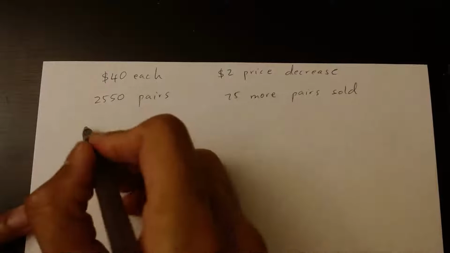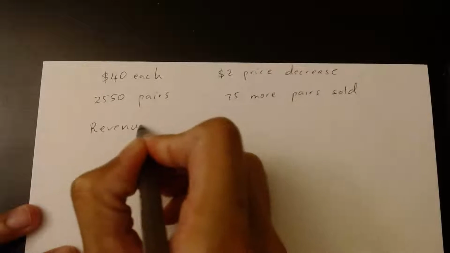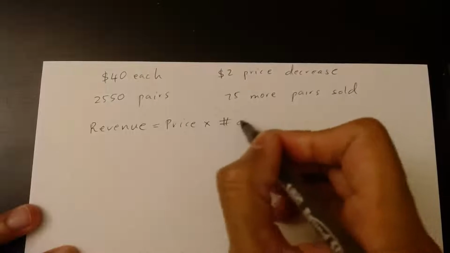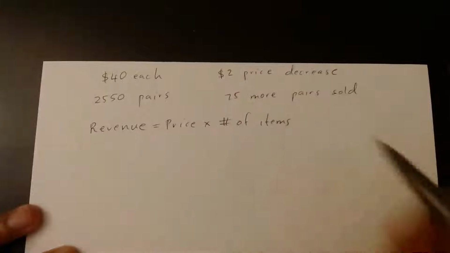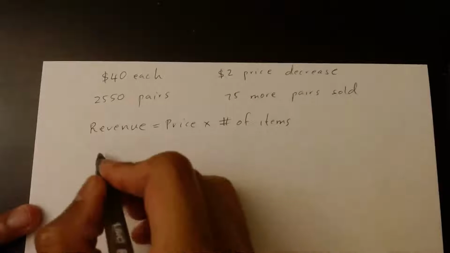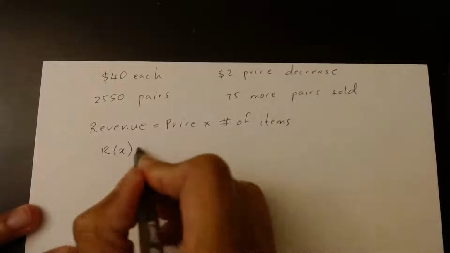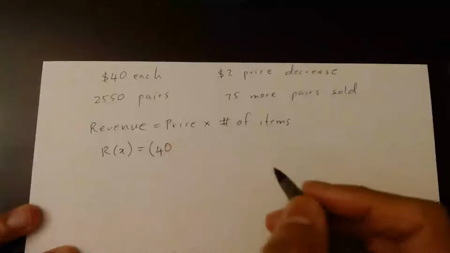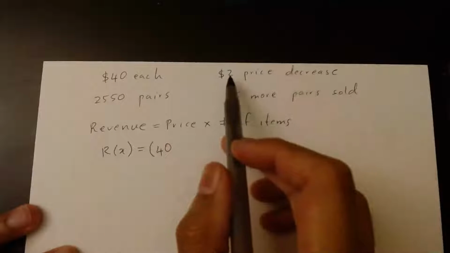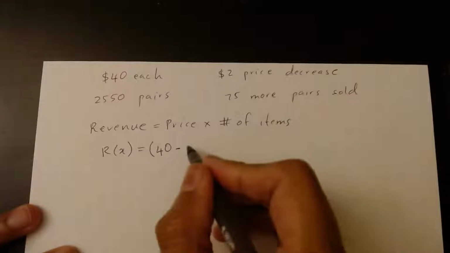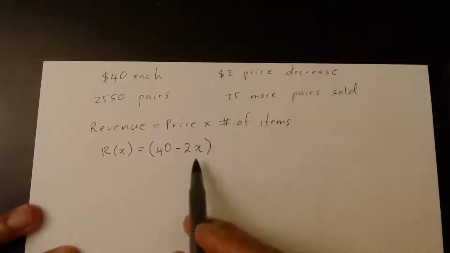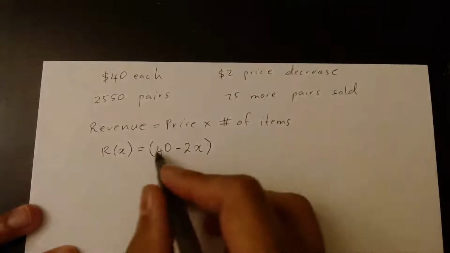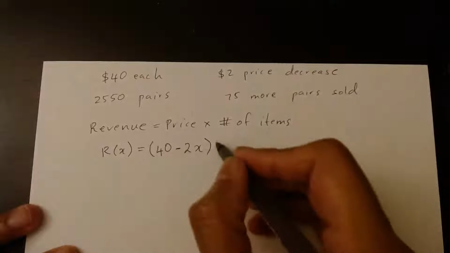Anytime we get a revenue question like this, our revenue equation is revenue equals price times number of items. In this case, the items are jeans. And this is always a factored equation. So R of x equals, my starting price is $40, and my price goes down by $2 every time, so minus 2x, and x is the number of $2 price decreases. That is my equation for my price right there.